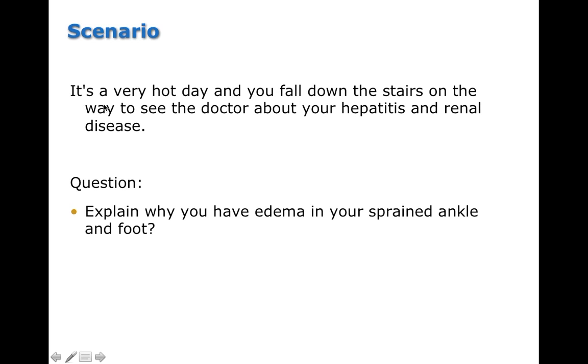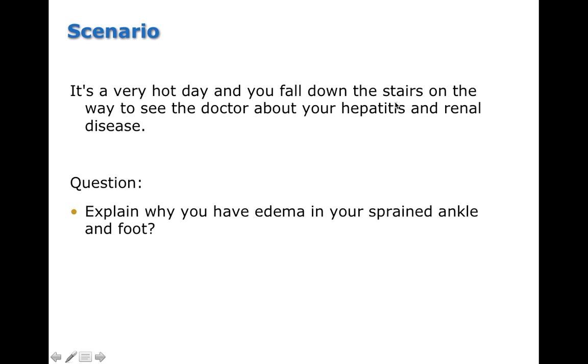So the scenario here says it's a very hot day and you fall down the stairs on the way to see the doctor about your hepatitis and renal disease. So this question says, explain why you have edema in your sprained ankle and foot. The scenario kind of gives the answer away a little bit. Let's just assume that the fall wasn't the thing that caused the swelling in the ankle and the foot. Let's just assume here that it might be something like hepatitis and renal disease.